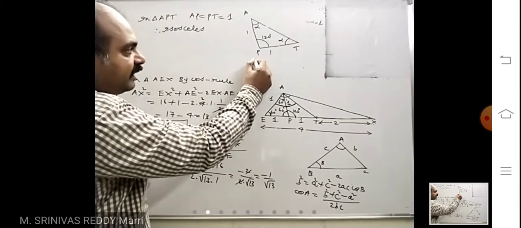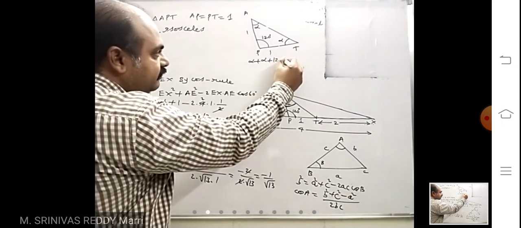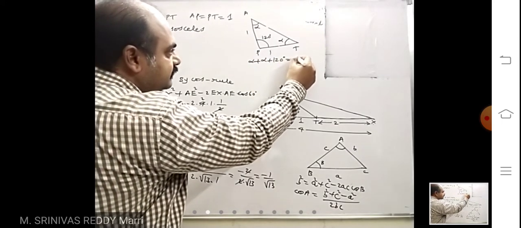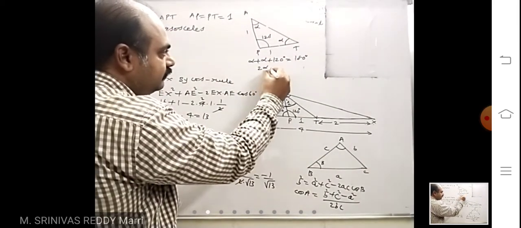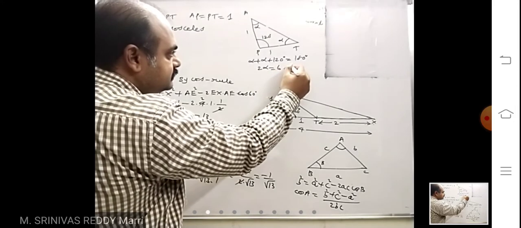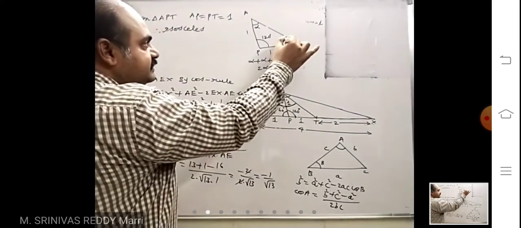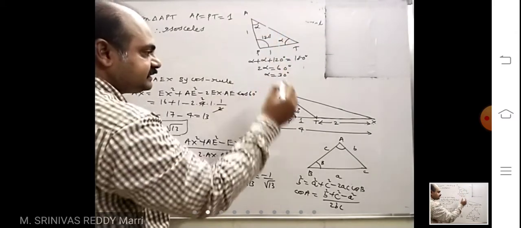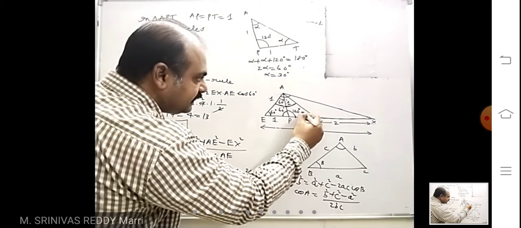The sum of the angles is what? Alpha plus alpha plus 120 degrees is nothing but 180 degrees. So therefore 2 alpha is nothing but 60 degrees. So alpha is what? 30 degrees. That means this angle is 30 degrees. This angle is 30 degrees. So you got this angle as 30 degrees.